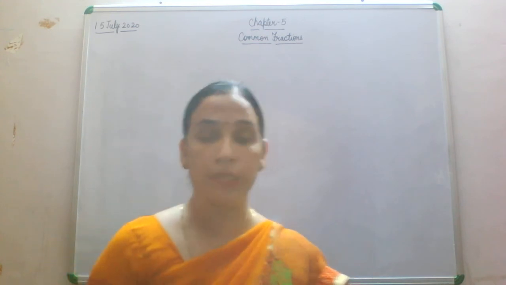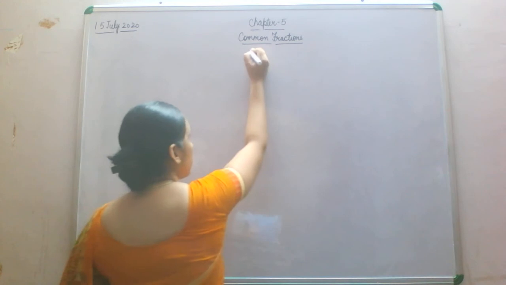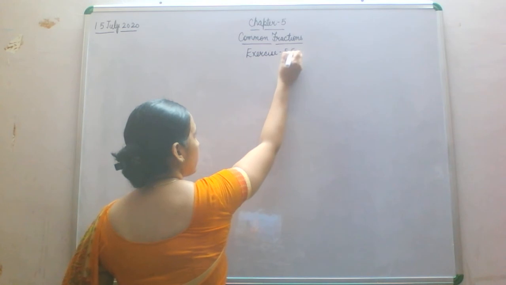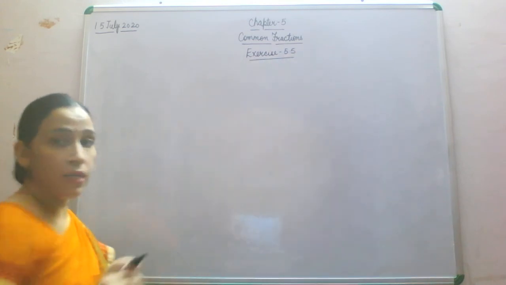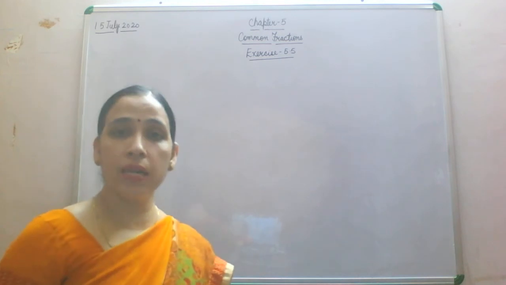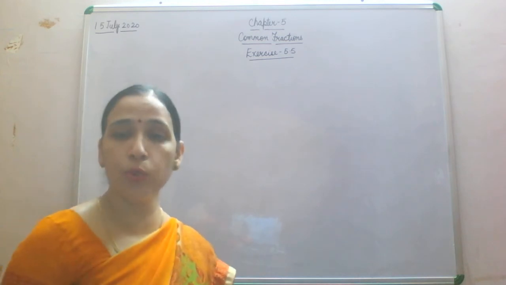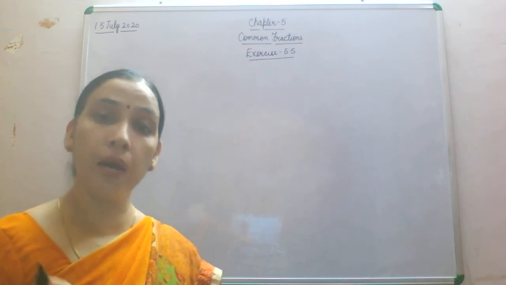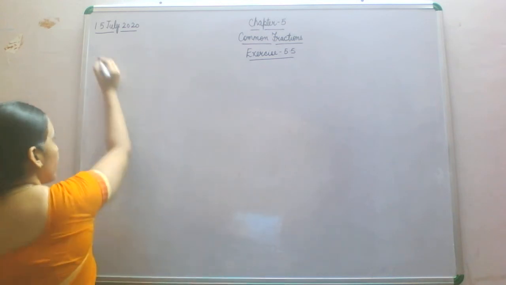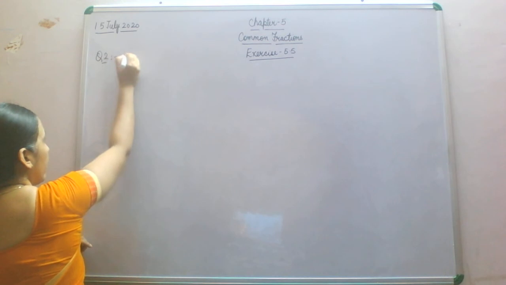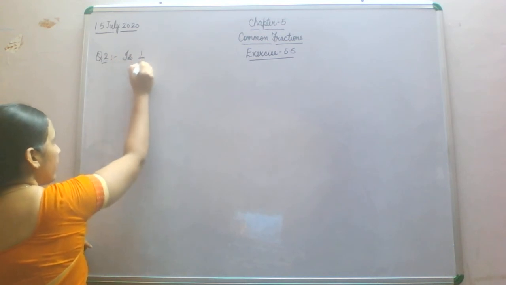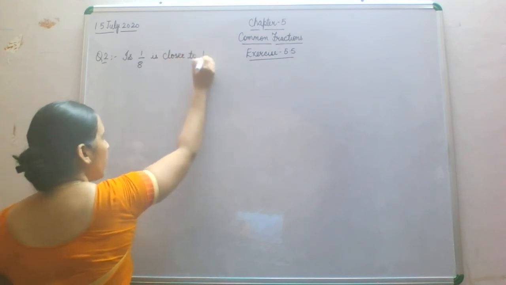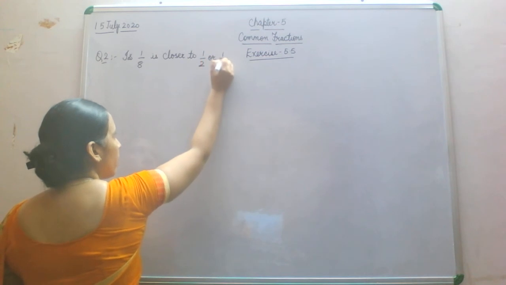Now here the question is from exercise 5.5, and the question number is 2. First I will write the question and I will make you understand the meaning of the question. Question number 2: is 1 by 8 closer to 1 by 2 or 1 by 4?